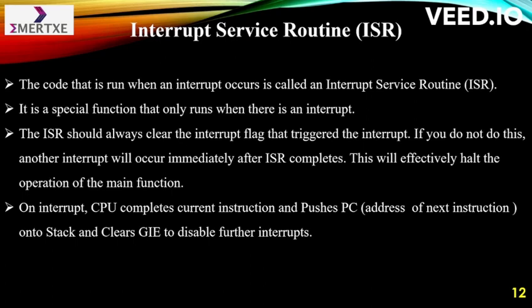Then once the interrupt is completed, the program control will again return to the execution of the program, and the execution of the program will continue. On the interrupt, the CPU completes the current instruction, pushes the PC onto the stack, and clears the GIE to disable further interrupts.